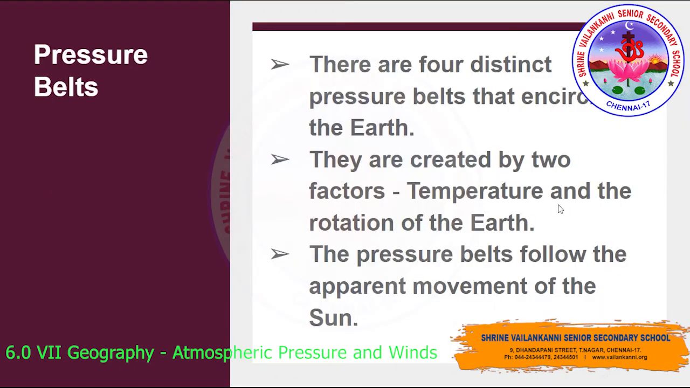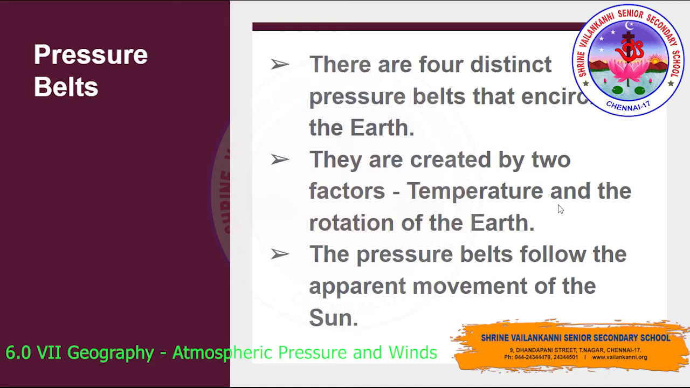Now we'll move on to the pressure belts. Last year, you children learnt about the temperature zones of the earth, or the heat zones, or the thermal belts of the earth. Based on the amount of solar energy received, each hemisphere is divided into three heat zones: the torrid zone, the temperate zone and the frigid zone. Just like these thermal belts, we also have four distinct pressure belts that encircle the earth.